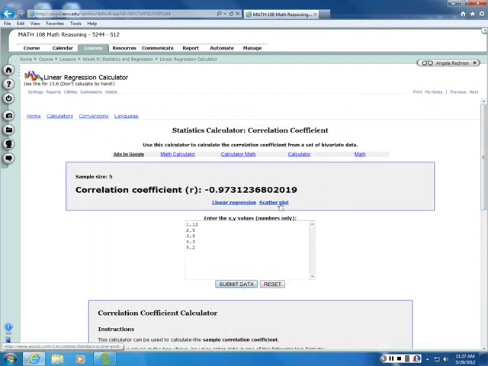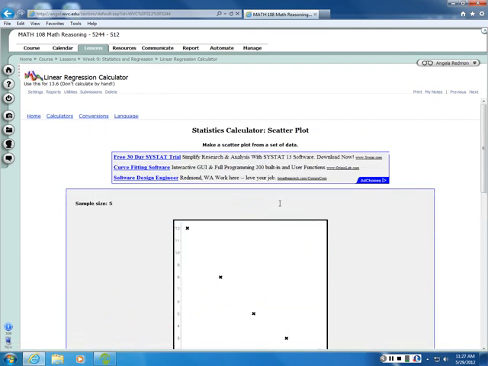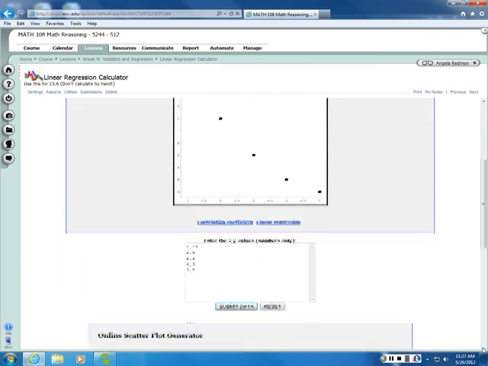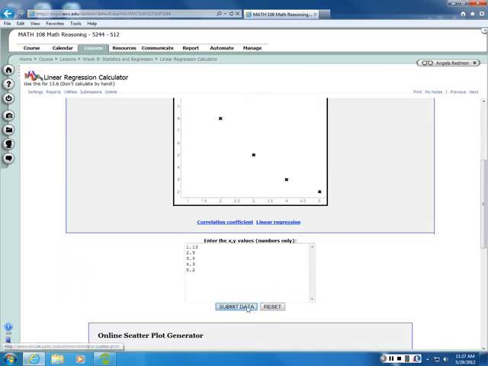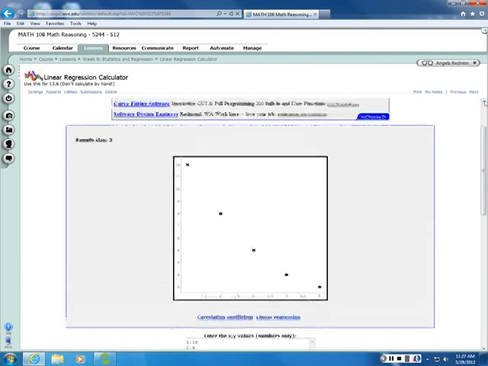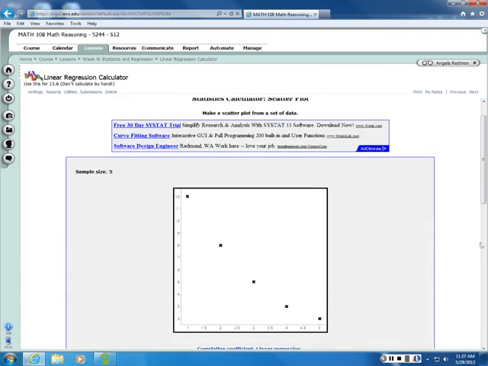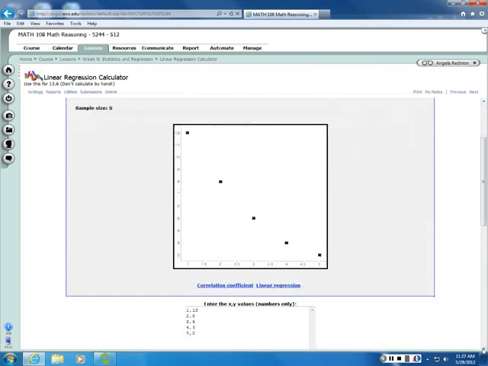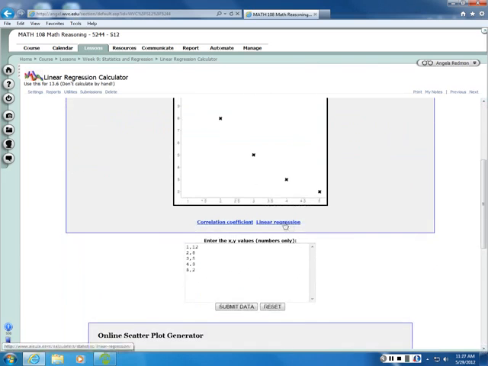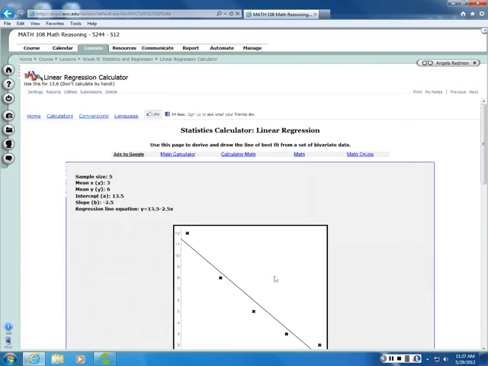Let's go back to the scatter plot. I'm going to write down that equation before I lose it. Let's see, where was it? I might have to resubmit my data. Yeah, let's resubmit the data so that it comes up with the equation. Oh, did it not do it? Let's see. And we want the linear regression. Okay, there it is. So y equals 13.5 minus 2.5x.